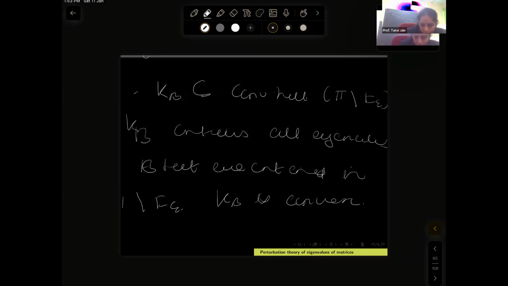Then what do I have? Norm A minus B is equal to epsilon, but this is strictly less than the distance between Ka and Kb. And there I have the thing. So now this is a contradiction to our Proposition 6. And therefore we get this.